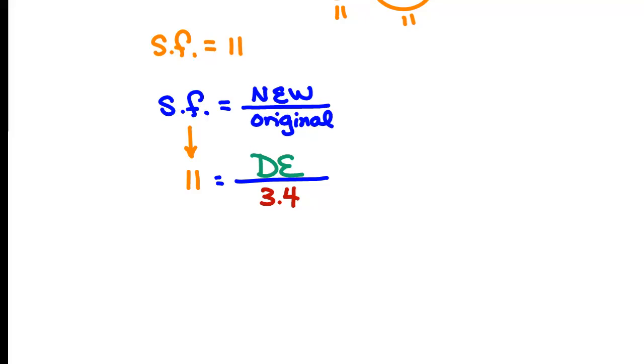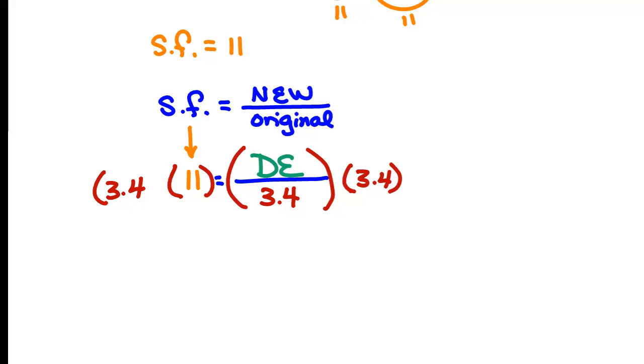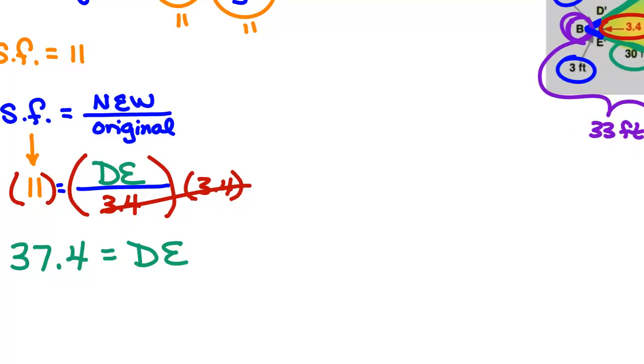How do I get DE by itself? How do I get rid of a fraction? Yes, we're going to multiply by that denominator of 3.4 on both sides. So as part of the fraction, the 3.4s cancel out. On the other side, I just need to do 3.4 times 11, which gives me what? 37.4. Is equal to DE. So it is 37.4 feet across the lake.